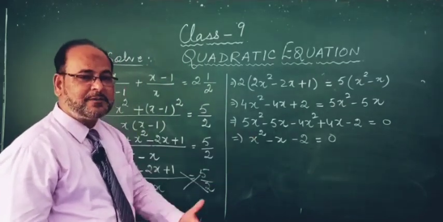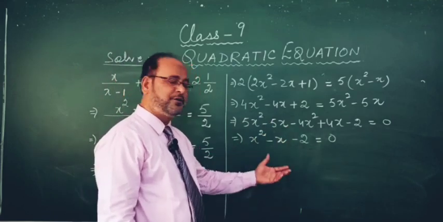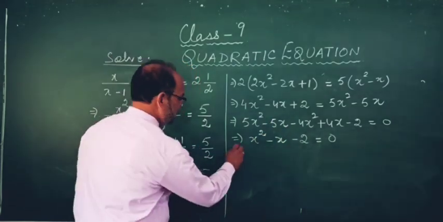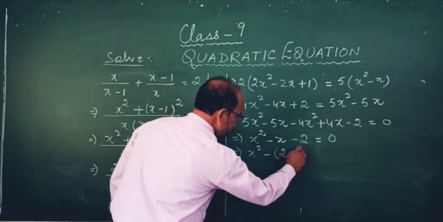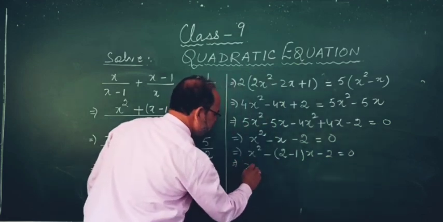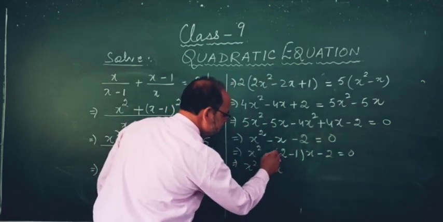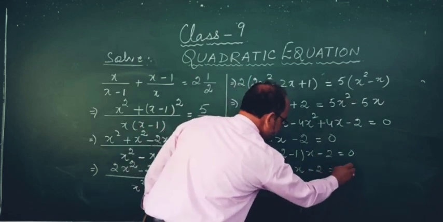Since 2 is a prime number, there are only two factors of all the prime numbers, so it will be 2 and 1. So we will write it here as x square minus 2x plus x minus 2 equals to 0. It will be x square minus 2x. This negative sign will change it into positive sign. Minus 2 equals to 0.